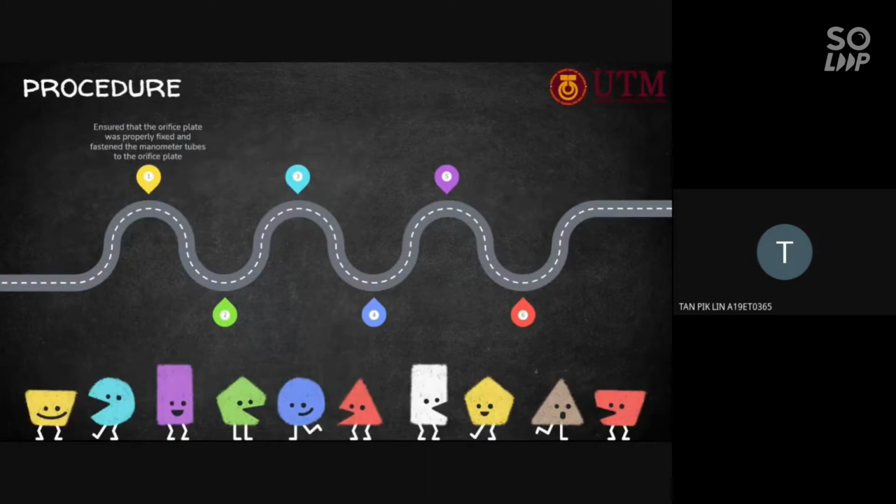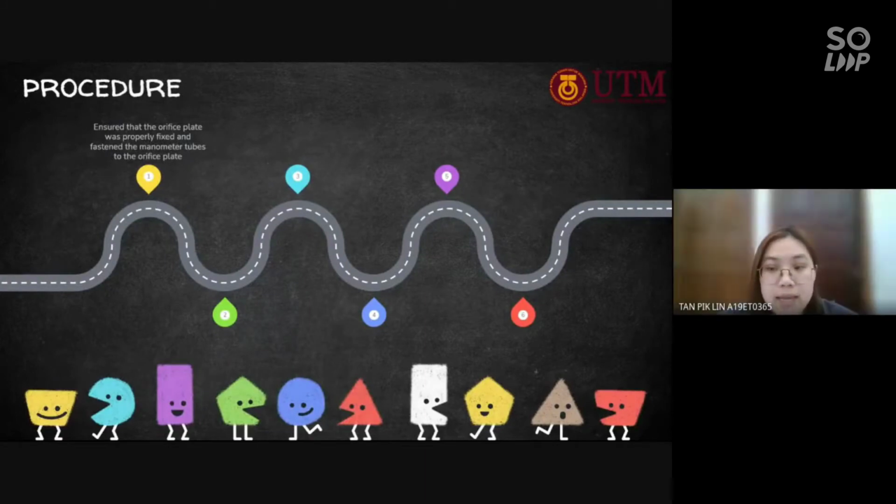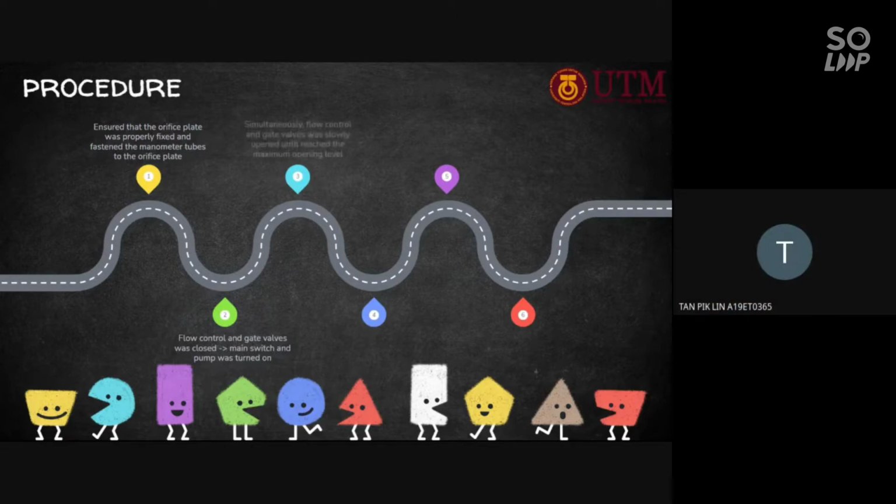This is the procedure. At first, we need to ensure that the orifice plate is properly placed in its position and fasten the manometer tubes H1 and H2 to the orifice plate. Step 2: the flow control valve and the gate valve need to be closed, and then the main switch and the pump need to be turned on. Simultaneously, the flow control valve and the gate valve are slowly opened until they reach the maximum opening level.